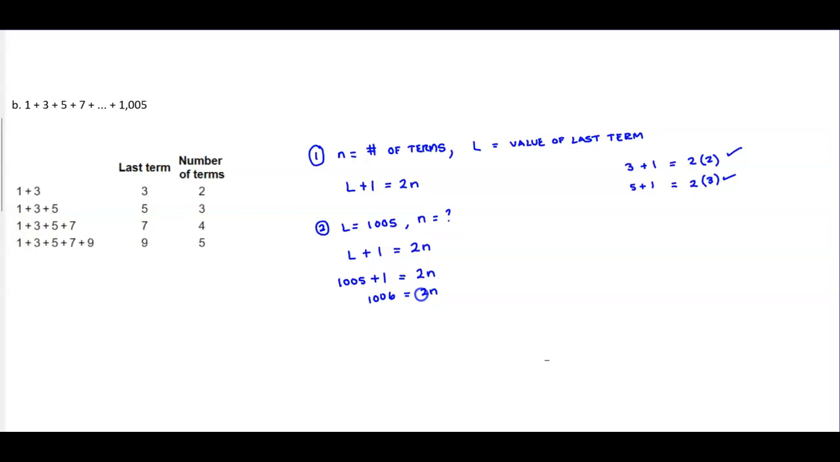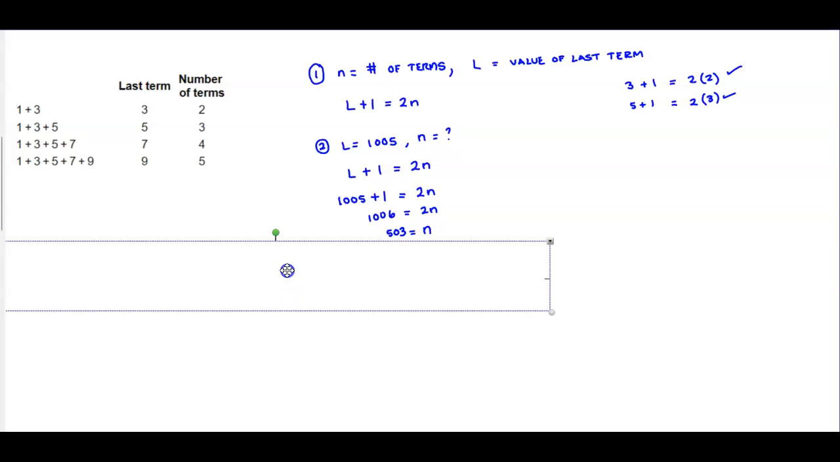Okay, and if we divide both sides by 2, then therefore n is going to equal 503. Now, there are 503 terms in the sum of this sequence. So now, just like we did before, we're going to do the following.